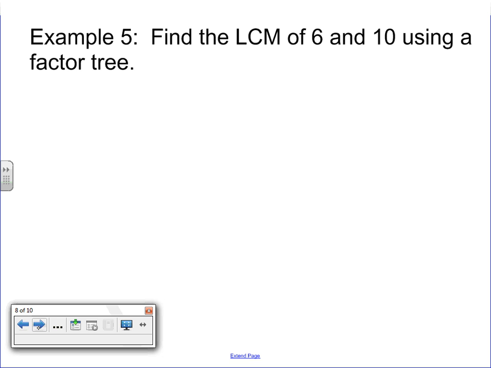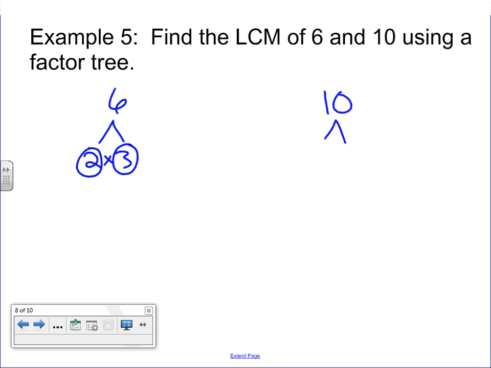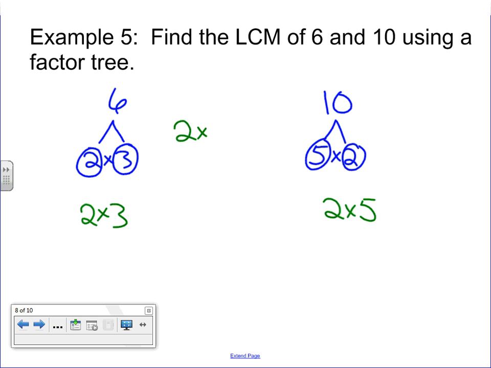We'll do our factor tree for 6 and our factor tree for 10. We can factor out 6 as 2 times 3. And lucky for us, those are both prime. 10, we can factor it out as 5 times 2. And again, lucky for us, they're both prime. If I rewrite these least to greatest, it looks like this. And like I said, it just seems to me it makes more sense to write these one on top of the other.